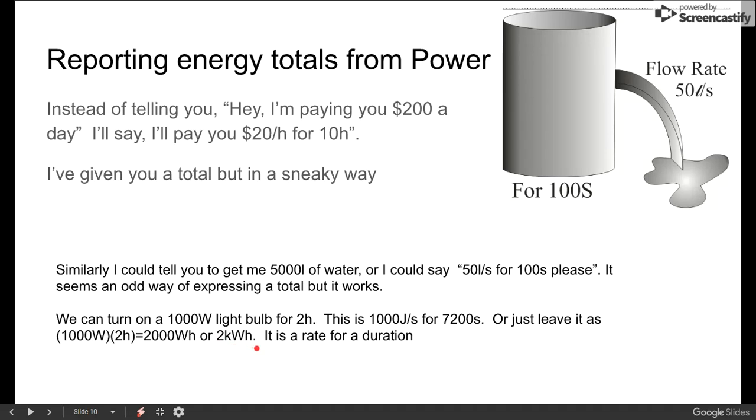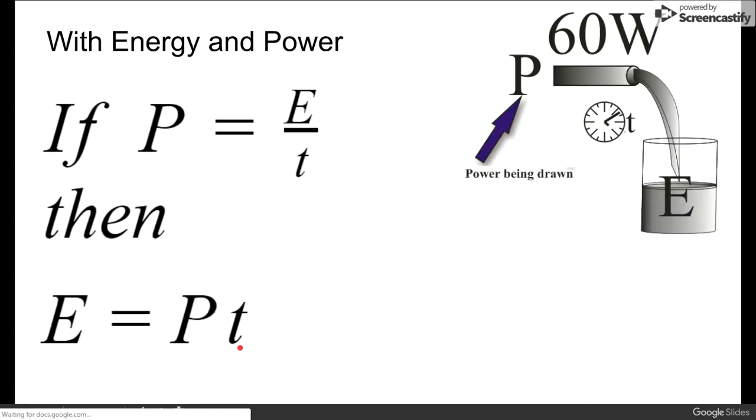This is a rate phrased off duration. This is saying I want you to turn on a 2,000 watt light bulb for 1 hour. That is a total. It's just phrased really odd. That would be like saying, turn the dial up here so this liquid is coming out 2,000 liters a second. Please leave it on for an hour. So kilowatt hours is a total.